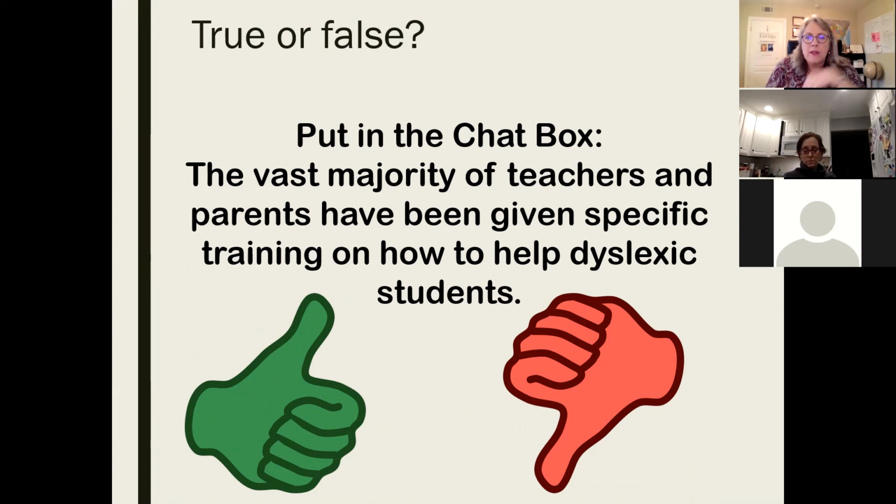So give me a thumbs up or a thumbs down. A vast majority of teachers and parents have been given specific training on how to help dyslexic children. That's right. So they're not being trained. The schools aren't using the budget to train the staff on dyslexia. I think a lot of the burden is put on the speech pathologist and the psychologist to do all the assessing, and the overload is there.